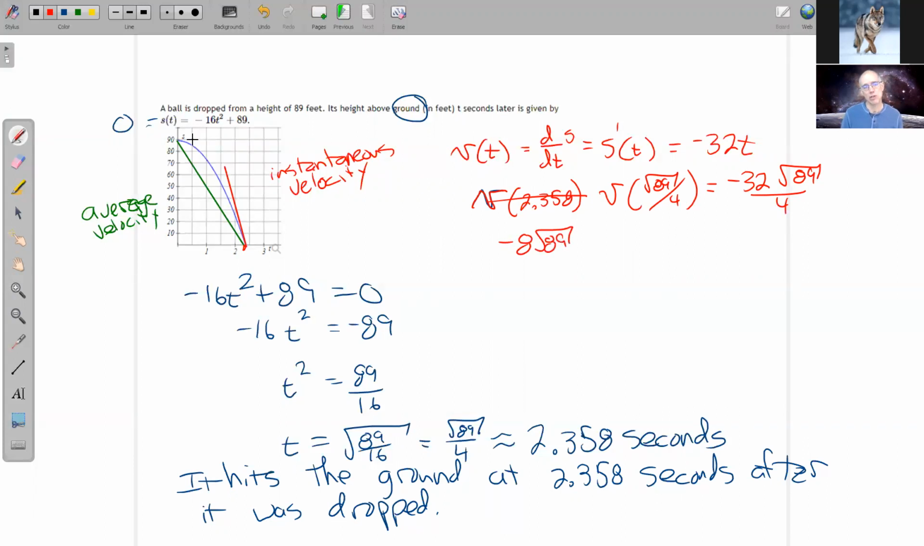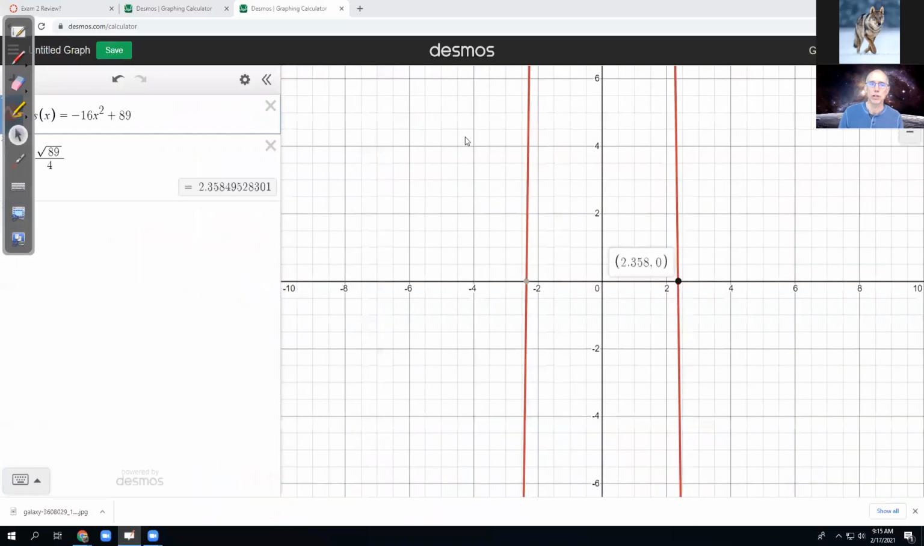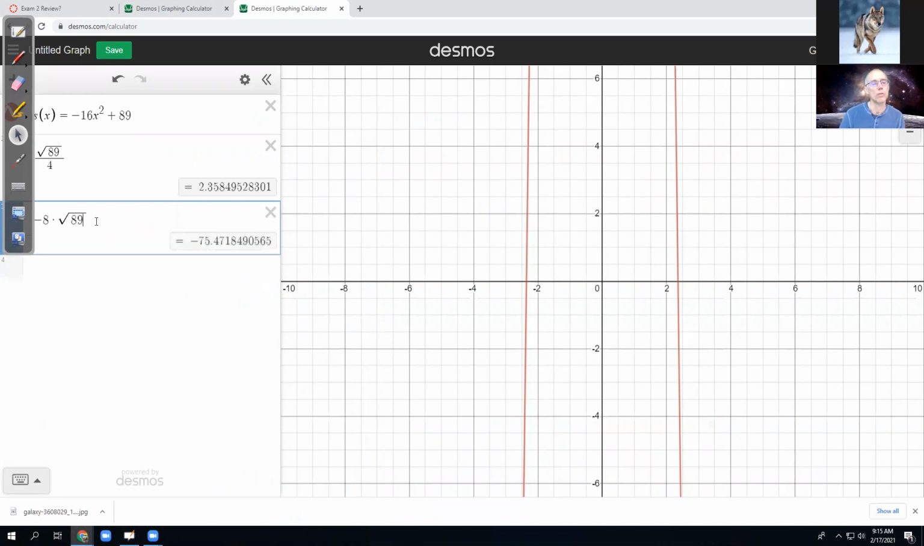And the negative makes sense, right, because it's going down. Its speed is increasing in a negative direction. Let's calculate that. So we think the instantaneous velocity is negative 8 times root of 89. So about negative 75 feet per second. Negative 7, let's go with 3 decimal places again, 472.